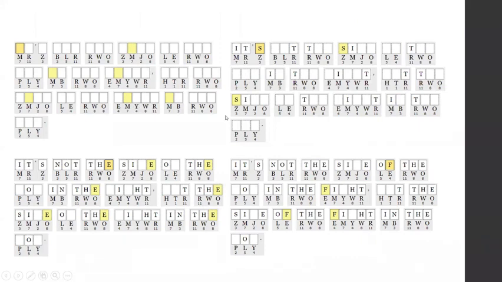Now, another example. This is another case where you have apostrophes, but it's not quite the same as the last one. In the previous one, we had a two-letter word with an apostrophe between the two letters. In this case, we have a three-letter word with two letters, then an apostrophe, and then one letter.